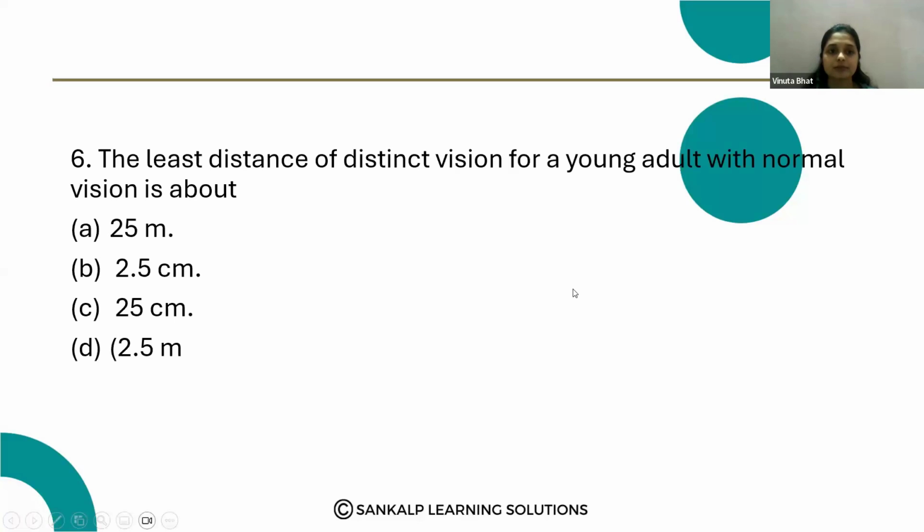Next question. The least distance of distinct vision for a young adult with normal vision is about option A 25 meter, option B 2.5 centimeter, option C 25 centimeter, option D 2.5 meter. The correct answer is option C, 25 centimeter.